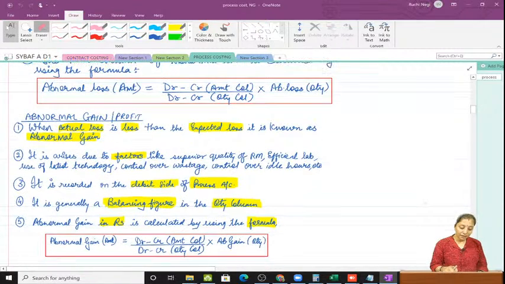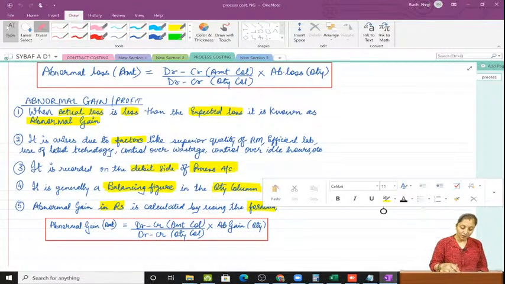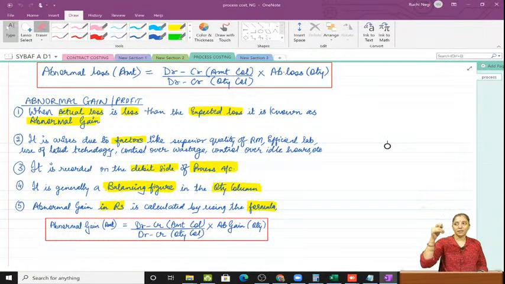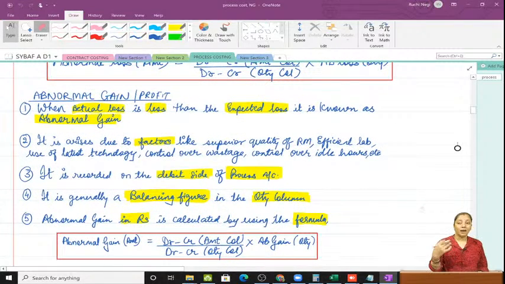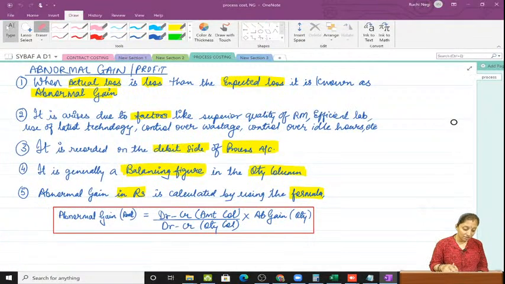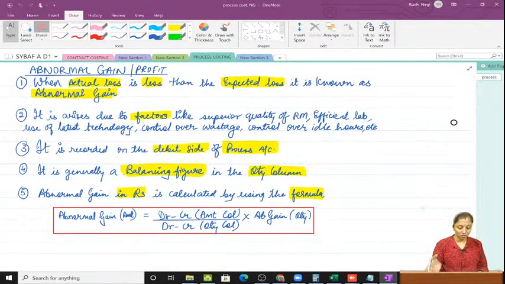What is an abnormal gain? Actual loss is less than the expected loss. It is the opposite: I put in 20 kgs and I got 21 kgs in output, so 1 kg extra came. This situation arises when you are using very good quality raw material, you have efficient laborers, you are using the latest technologies, you have control over your wastages and over your idle hours. When you have a combination of all these factors, you do experience situations of abnormal gain.